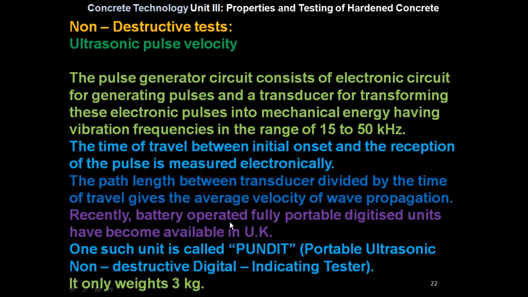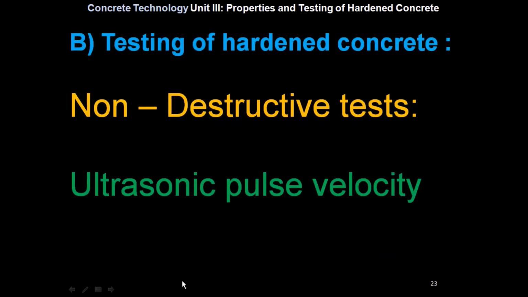Recently, battery-operated, fully portable, digitalized units have become available in the UK. One such unit is called PUNDIT, that is Portable Ultrasonic Non-Destructive Digital Indicating Tester. It only weighs 3 kg. So we have seen ultrasonic pulse velocity, one of the non-destructive tests.